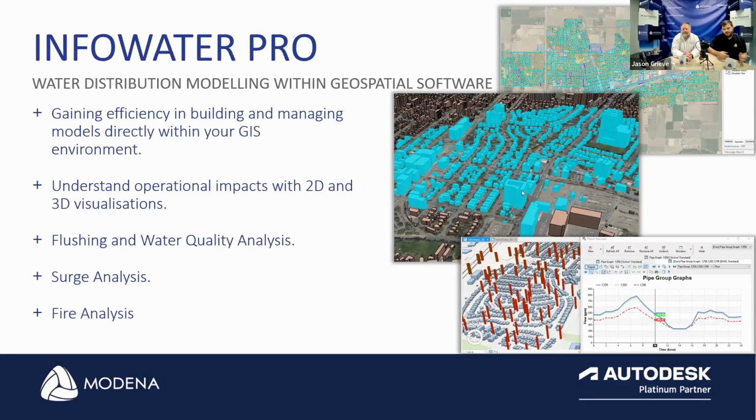Then with the surge analysis, this is where we'll start looking at the wave propagation factors within the software. How does a pump trip cause a wave propagation through the network, and how is that going to affect our junctions and our joints?